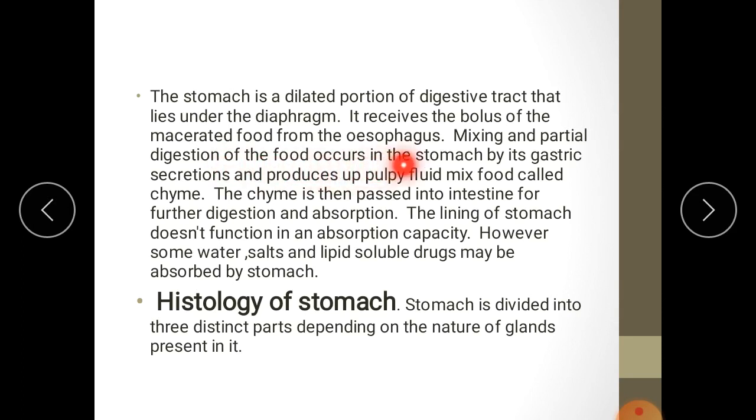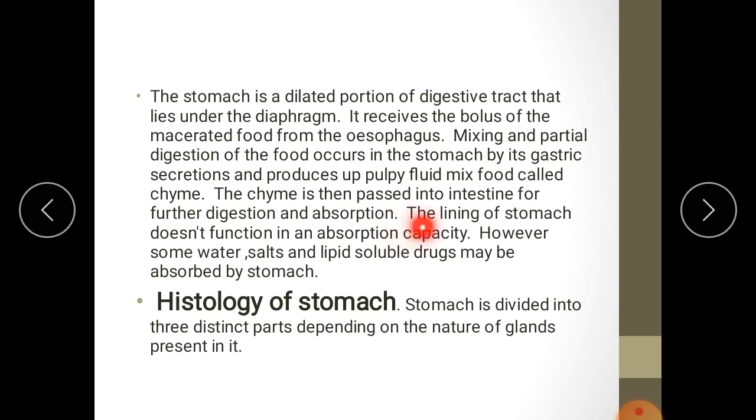Food is partially digested in the stomach by its gastric secretions and produces a pulpy fluid mixed food called chyme. So chyme is a mixture of gastric juice plus food or bolus that comes from the mouth, right? Pulpy part it is. This is called chyme. The chyme is then passed into the intestine for further digestion and absorption. The small intestine is further divided into three parts: duodenum, jejunum and ileum, right?